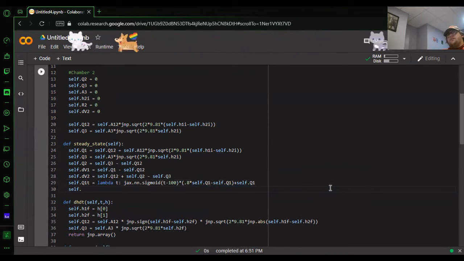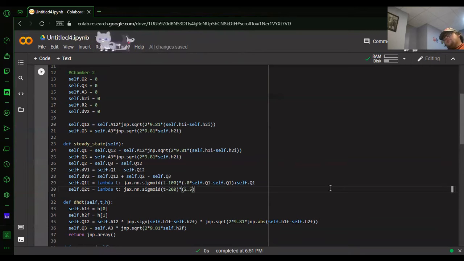And then same thing with Q2, lambda t: jax.nn.sigmoid of t minus 200 this time, because our system will switch at 200 for tank 2. But instead of going down, our inlet to this tank goes up by a factor of 2.5. So we got self.q2 minus self.q2 plus self.q2.